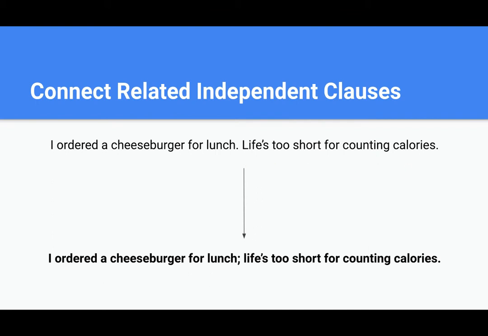So because of that, this is not wrong. But if you wanted to add a semicolon, you take it down. I ordered a cheeseburger for lunch, semicolon. Life's too short for counting calories. That would be perfectly acceptable as a grammatically correct sentence. So with independent clauses, you're just taking two sentences that stand alone by themselves and combining them with that semicolon.